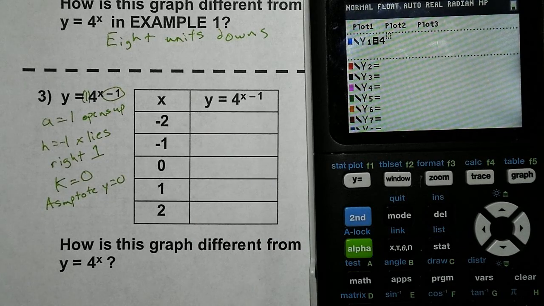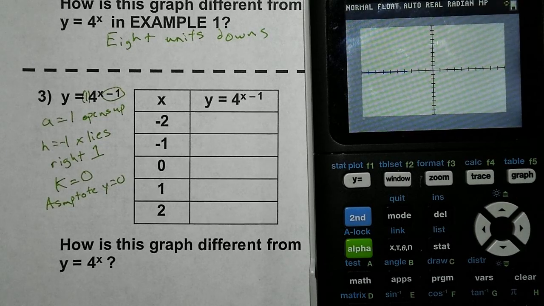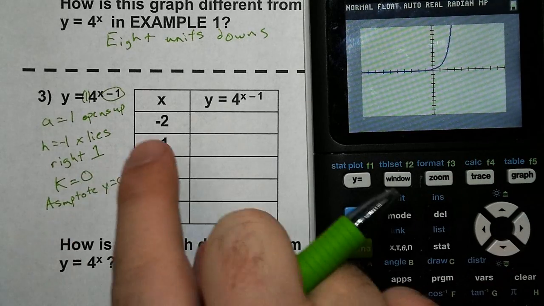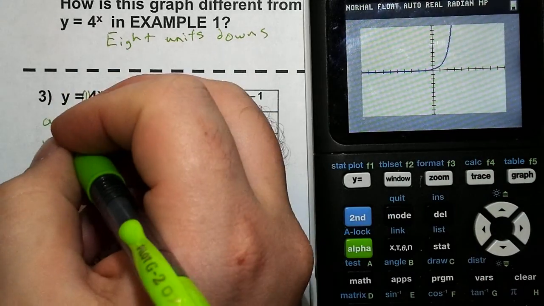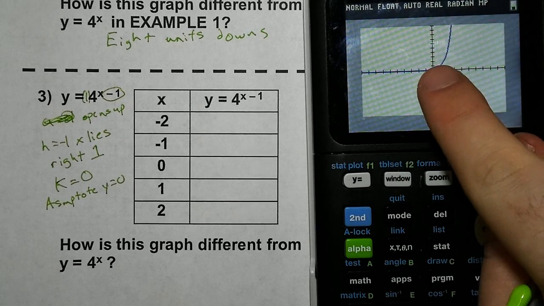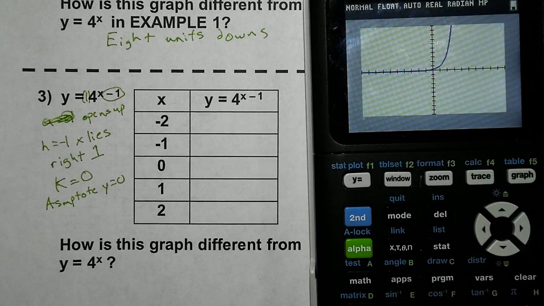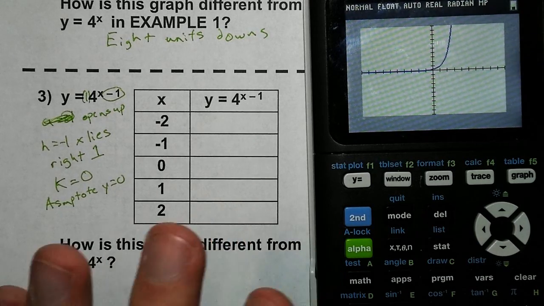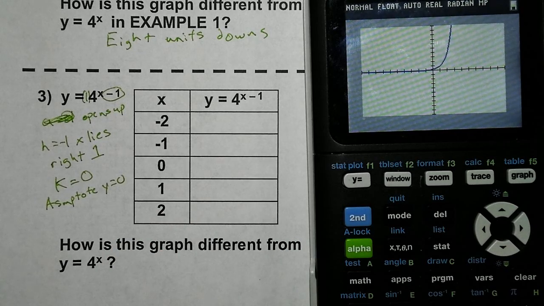4 raised to the X minus 1, and then hit graph. So this is what our graph should look like, and we can see that our intercept was at 1 and it moved 1 to the right. So our intercept was not at 1. It is scooted over to there. It's at 1, 1 instead of 0, 1. But our intercept is somewhere between 0 and 1. It's going to be really hard to determine the exact value without the table.